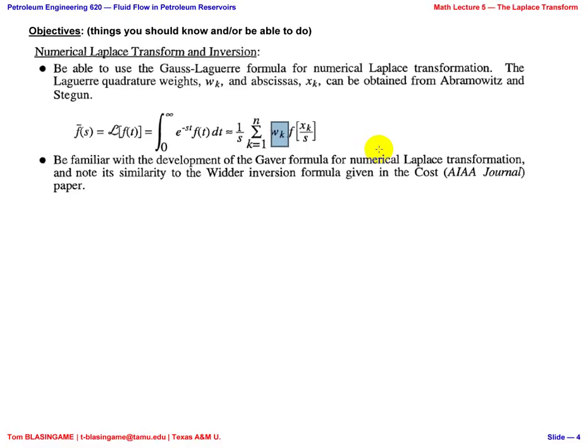Now this is a little bit odd because of the way it would work, and it turns out that there were algorithms based on Gauss-Laguerre quadrature for numerical inversion. They didn't work out very well either. And again, those are in the notes if you want to see.